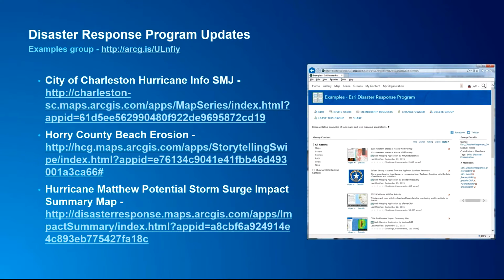The city of Charleston seemed like they were very prepared for this event and put together a story map journal of information for the public, and that was a great example and use of the technology. Horry County used imagery from drones to show the differences in beach erosion in a swipe map.